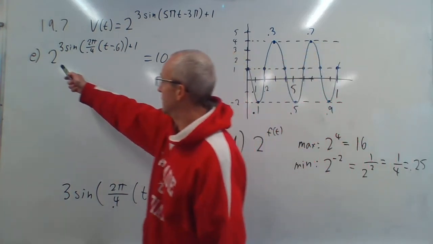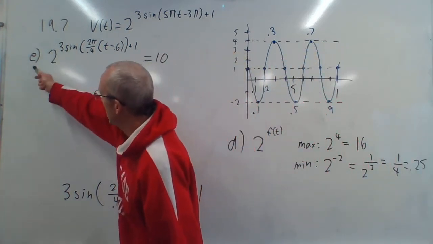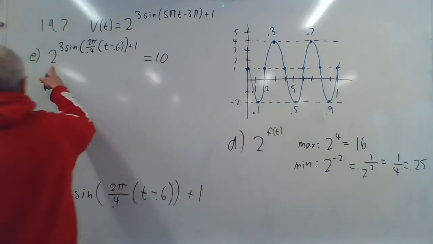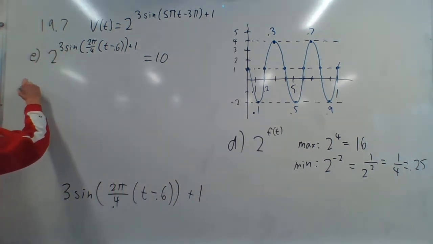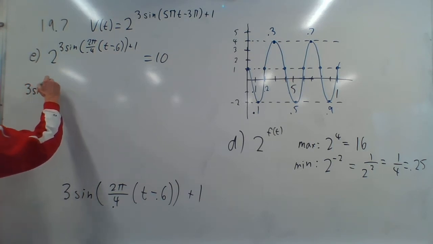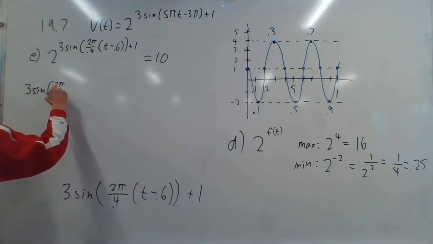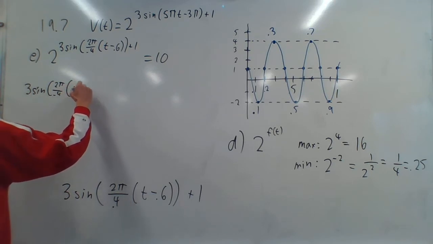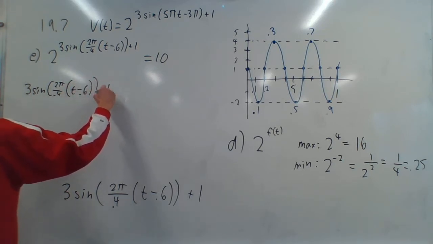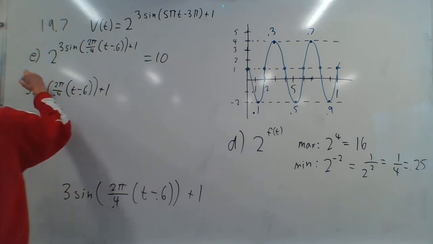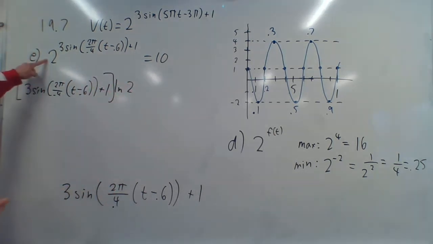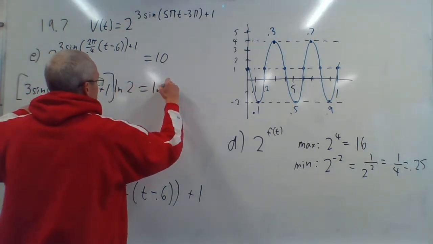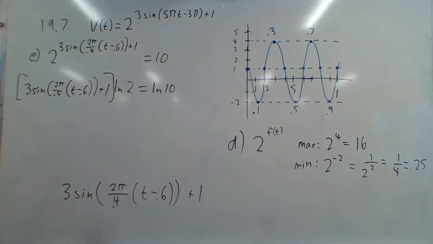And because log of something to a power, we can put the power in front. Right? So if I take the log of this side, I can put the power in front. That way I can get it out of there. So that would be 3 sine, I've got to write that thing all over again. 2 pi over 0.4 times t minus 0.6 plus 1 times all of this times the natural log of 2, right? Natural log of the base, power in front, equals the natural log of 10. Just take the log of that side.